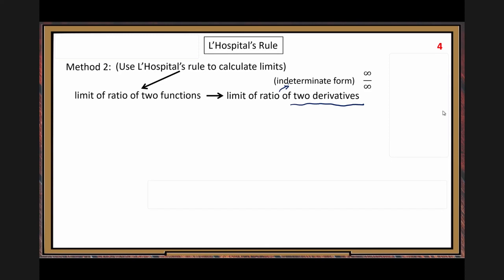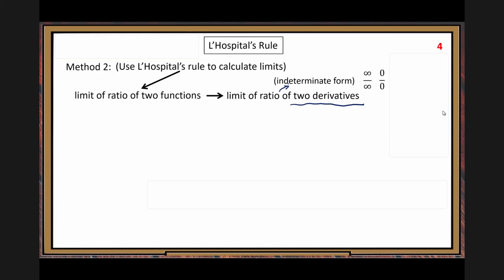So L'Hopital's rule can only be applied to this kind of indeterminate form. First you need to check if it's an indeterminate form. If it's not, you cannot apply L'Hopital's rule. Only when it is an indeterminate form can you apply it. Another indeterminate form is 0 over 0, because the result could be anything.